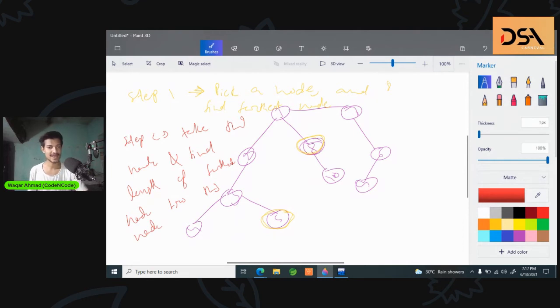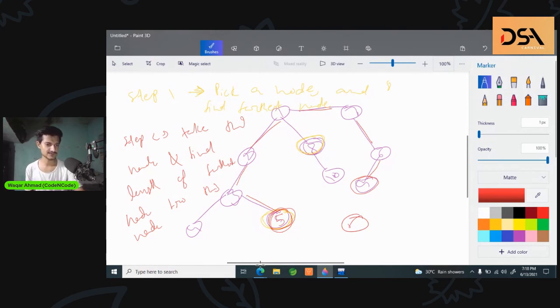So step one is choose any node. In our case, we chose node 8. Find the farthest node. And the farthest node we picked was node 5. Now the second step is starting from node 5, find out the length of the farthest node. From node 5, the farthest is this, and the length is 1, 2, 3, 4, 5, and 6. So length of the diameter is 6. This is how you find out diameter using two DFS.